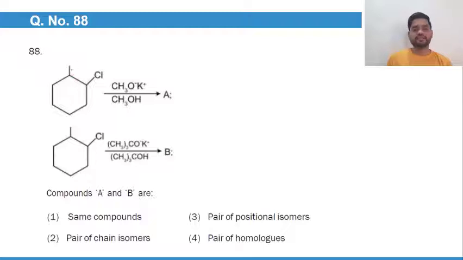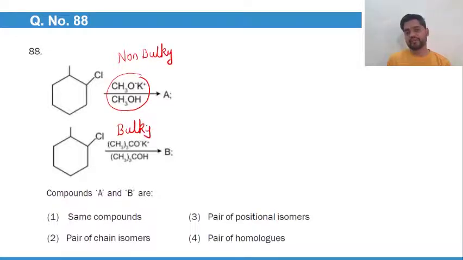Okay, so it is 1-chloro-2-methyl, both the cases. But over here if you'll see, this is non-bulky base. It is not bulky, but this is bulky base. And if it is non-bulky base, it will give you Saytzeff.